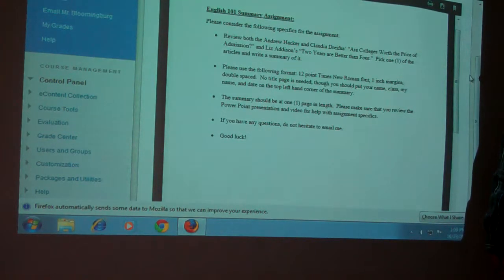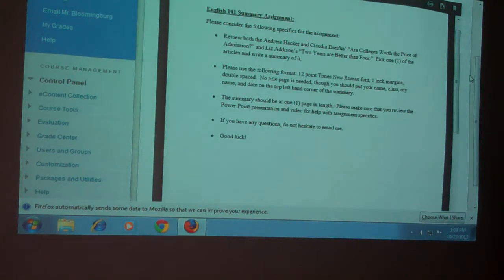You have been asked to review both the Andrew Hacker and Claudia Dreyfus article, Our College is Worth the Price of Admission, and Liz Addison's 2 Years Are Better Than 4. And you are being asked to pick one of those articles and write a summary of it. Make sure you note the format. That is 12-point Times New Roman font, 1-inch margins, double spaced.